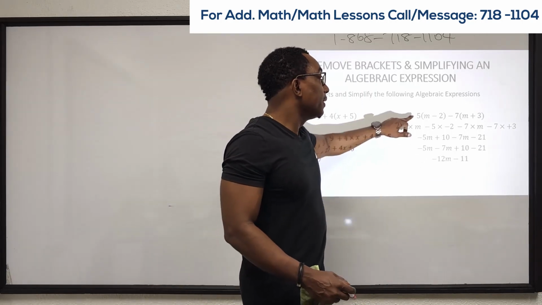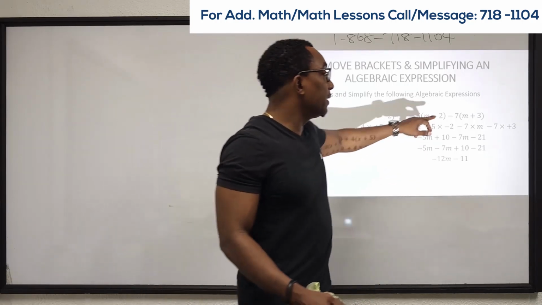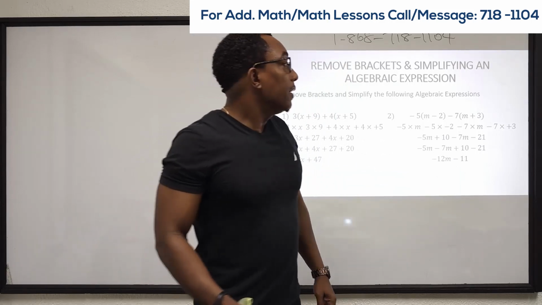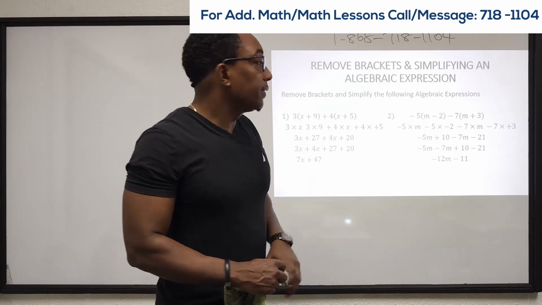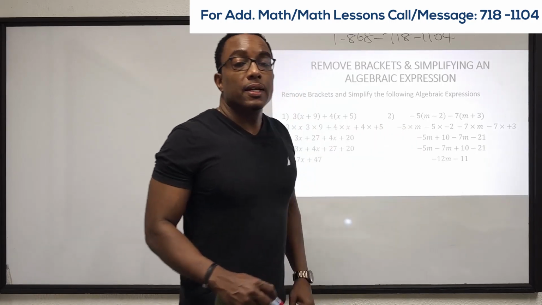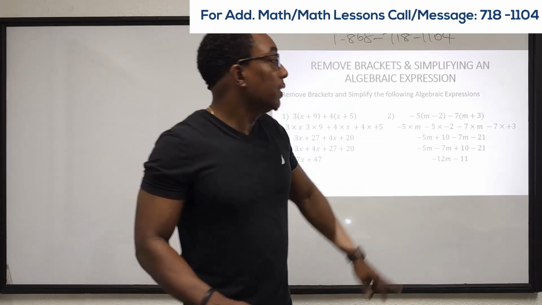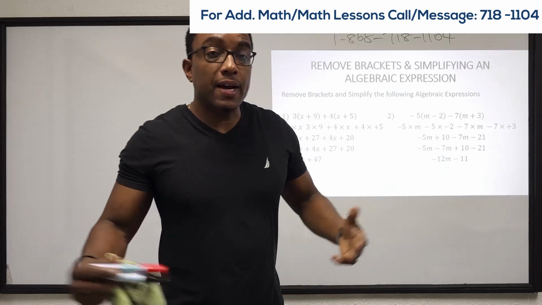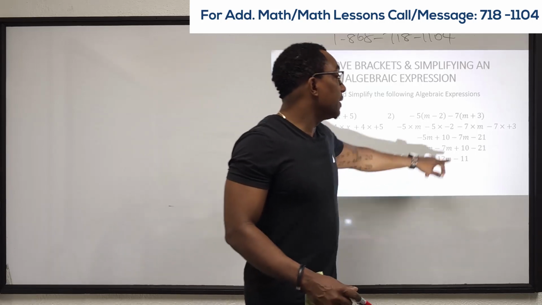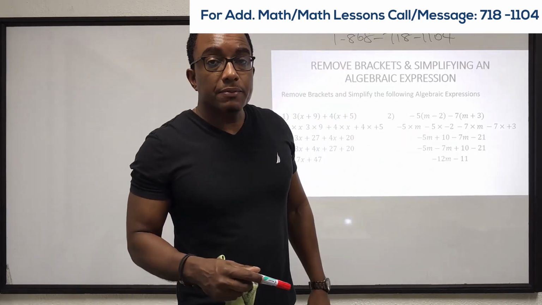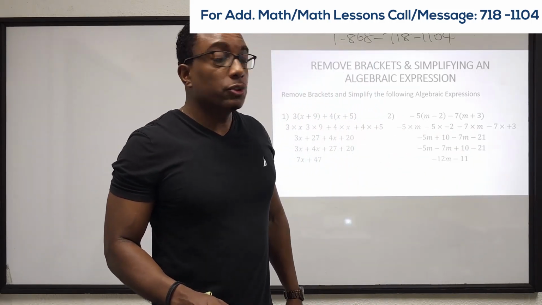So let's remove brackets: negative 5 by m, and negative 5 by negative 2. Similarly, negative 7 by m, and negative 7 by positive 3. Simple. So let's simplify further. Negative 5 by m will give us negative 5m. Negative 5 by negative 2, a minus by a minus is a plus, 5 by 2 is 10. Negative 7 by positive m will give us negative 7m. And negative 7 by positive 3, a minus by a plus is a minus, 7 by 3 is 21.